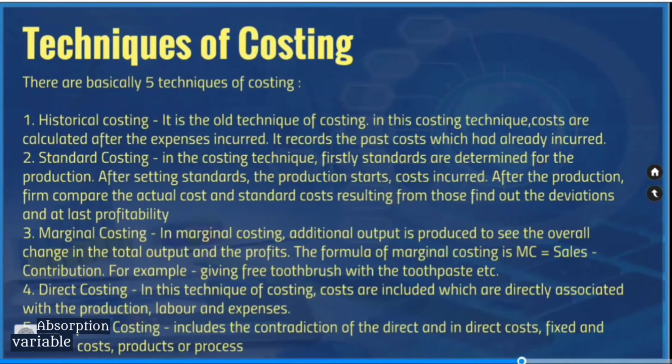Next, direct costing. In this technique of costing, costs are included which are directly associated with the production: labor, and expenses. Examples of direct costing are direct labor, direct materials, piece rate wage, and manufacturing supplies. Examples of indirect costs are production supervision salaries and quality control costs.